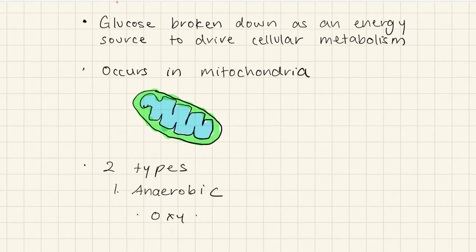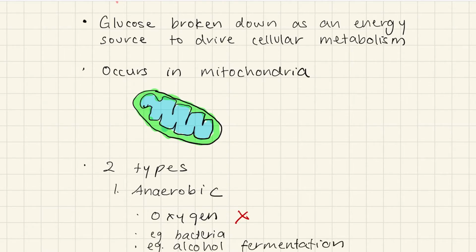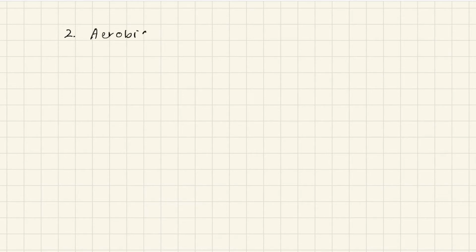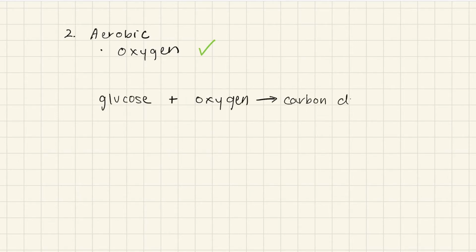There are two types of respiration. One is anaerobic, meaning no oxygen, and happens with bacteria, and also alcohol fermentation. The second type of respiration happens in aerobic conditions, meaning it needs oxygen. This is most commonly what we talk about in terms of plants and animals, and the word equation is glucose plus oxygen produces carbon dioxide, water, and energy, which is also called ATP.